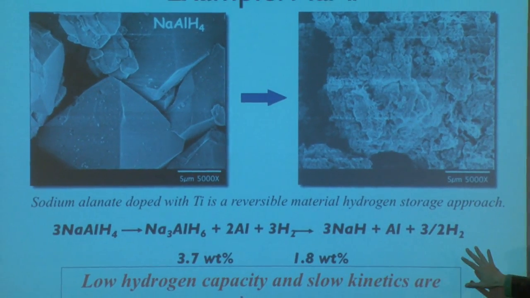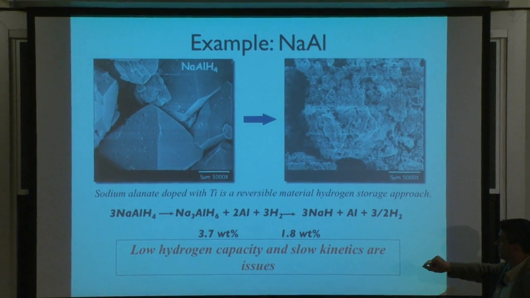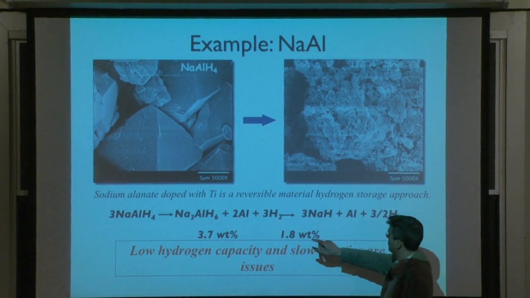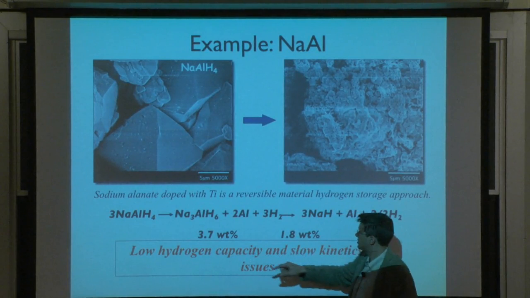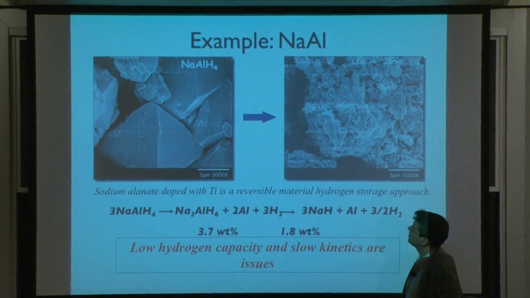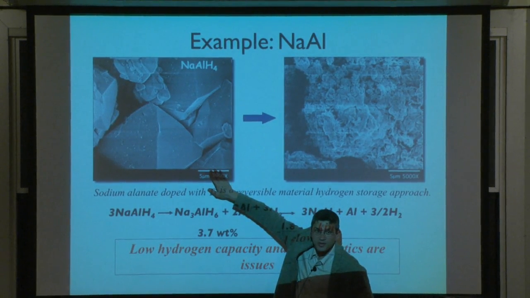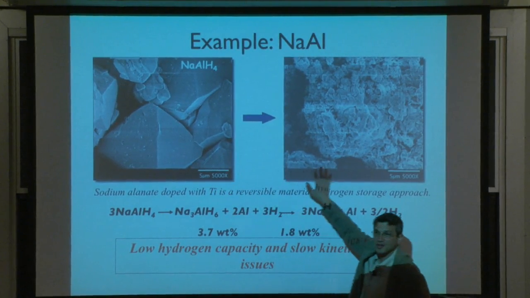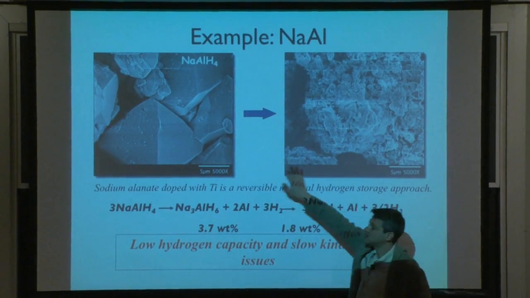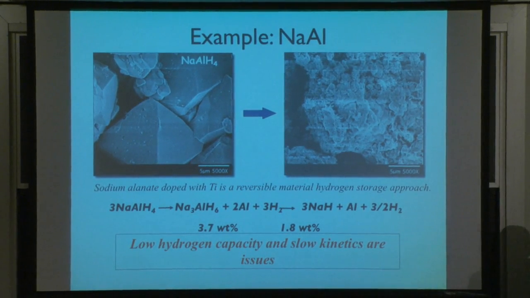These are the sponges. Look at this. Sodium alanate doped with a little bit of titanium can give you up to 3.7 or 1.8%, depending on how you make it. Okay? And that's what it looks like. There it is before you fill it up with your fuel, and there it is when it's filled up. And then it's just going to go back and forth and back and forth, right? That's the concept, at least.